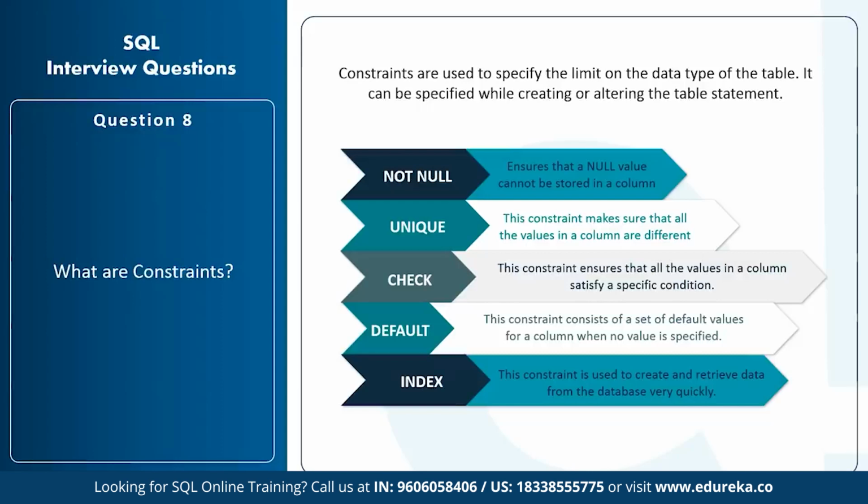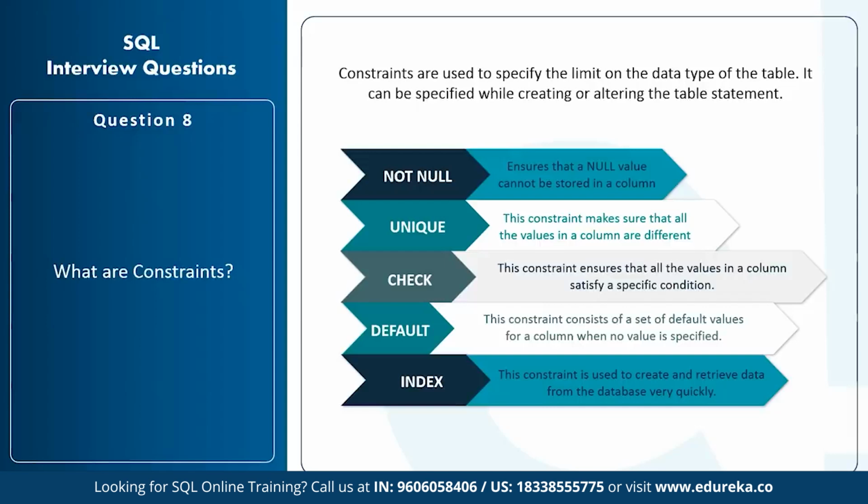Now, moving on to the next constraint, that is the check constraint. The check constraint ensures that all the values in a column satisfy a specific condition. So if you have a condition and you need to make sure that only the values which satisfy the condition are stored in the column, then you can use this constraint.